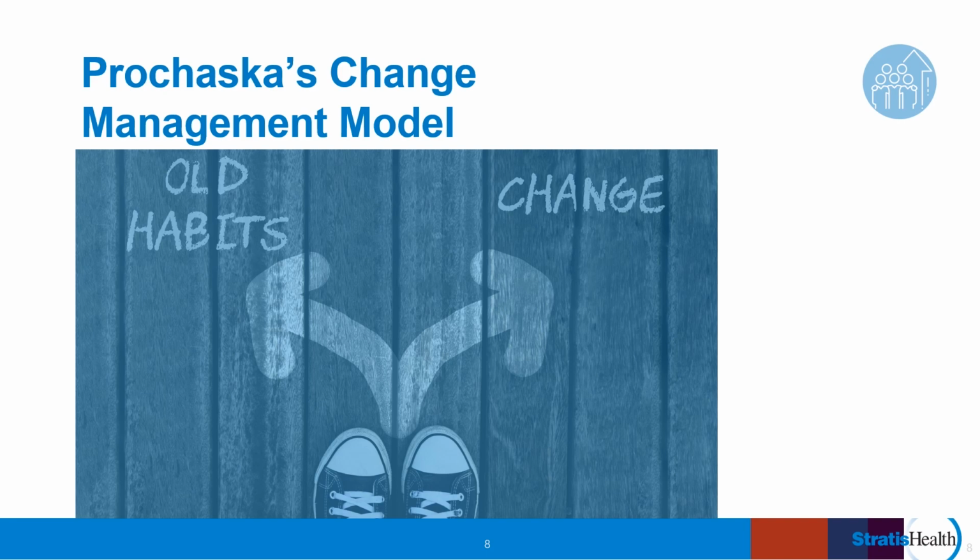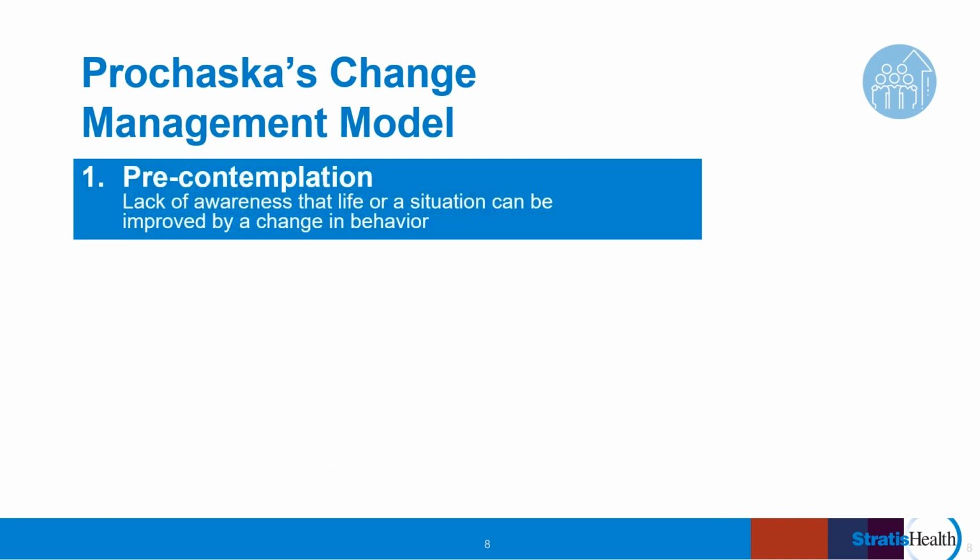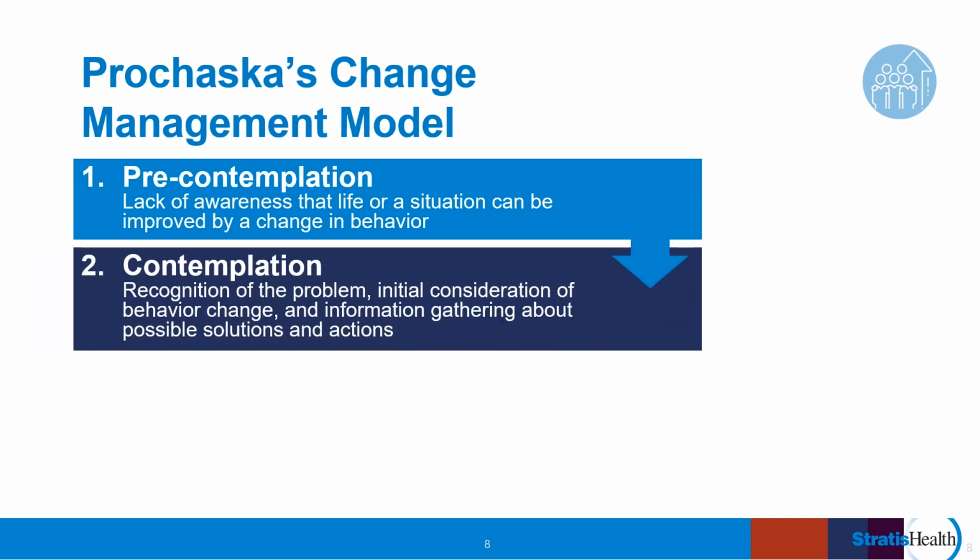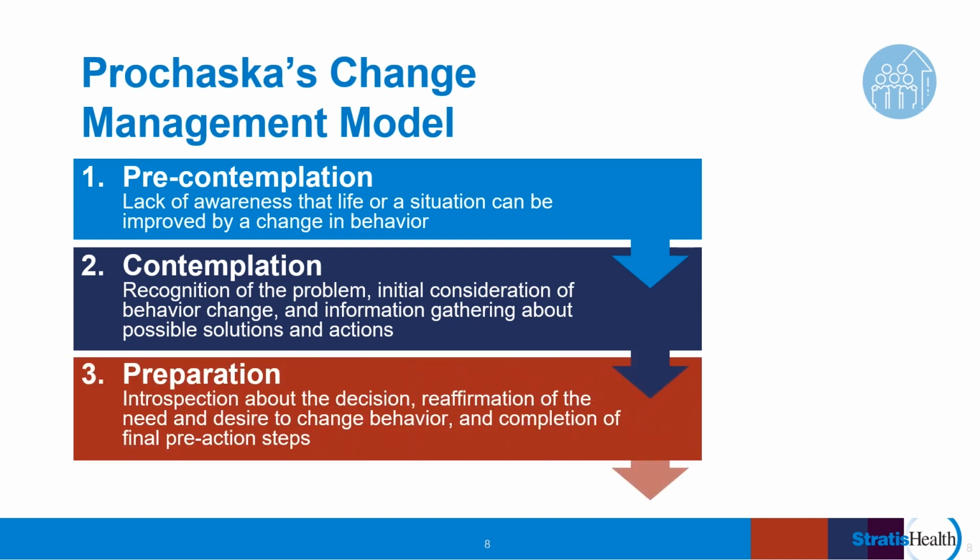The first 3 steps include pre-contemplation, where there is a lack of awareness that life or a situation can be improved by a change in behavior. Contemplation. This stage involves recognizing the problem, initial consideration of behavior change, and information gathering about possible solutions and actions. Preparation. Here, an individual is introspective about their decision and reaffirms the need and desire to change behavior.